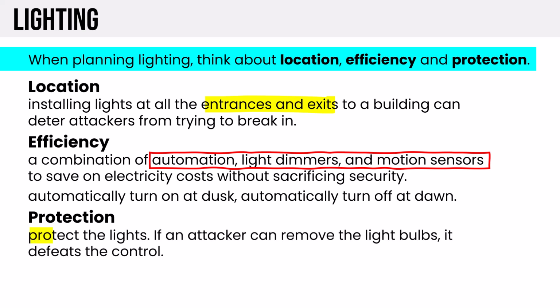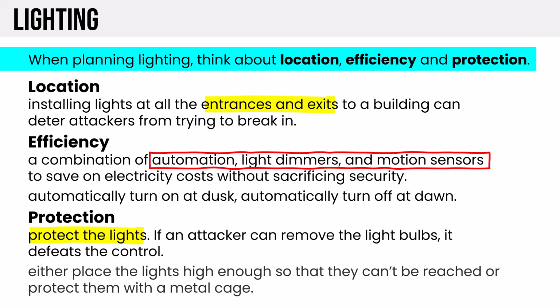And we need to protect the lights. If an attacker can remove the light bulbs, it defeats the control. If the attacker can break the light bulb, it defeats the control. So either place the lights high enough that they can't be reached or protect them with a metal cage. And your lighting is a deterrent control.